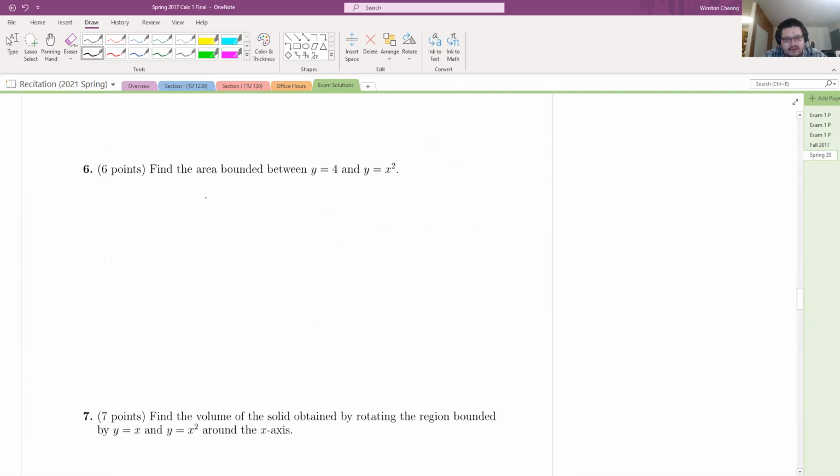Okay, find the area bounded between. So this is stuff that we've just been doing actually in recitation. This is an easy version, I would say. You need to figure out where the intersection points are, but they're pretty straightforward to figure out. So y equals x squared is your standard parabola, and y equals 4 is just a horizontal line at 4, and you know that they would intersect at 2 and minus 2.